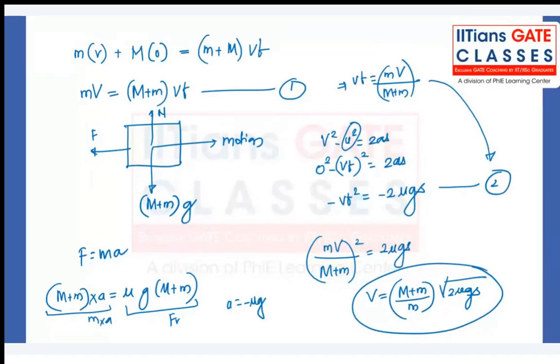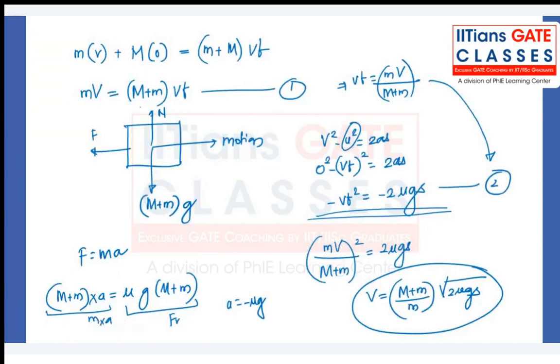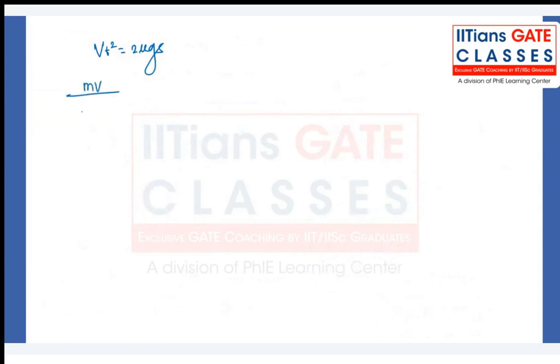Okay, we got one question from Ganesh, to explain the last step. Okay, Ganesh, I will explain. Till equation number 2, is it clear to you? That is 0 minus Vf square is equal to minus 2 mu gs. So minus minus gets cancelled, and Vf square is equal to 2 mu gs. And what is Vf? From the first equation, Vf is mv divided by capital M plus small m, and that squared is equal to 2 mu gs. So take a root on both the sides.